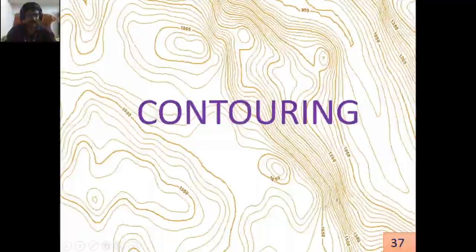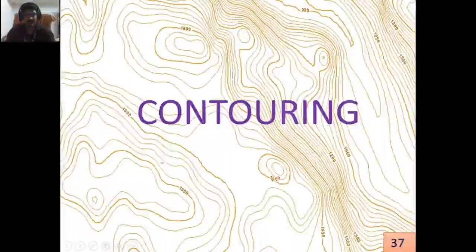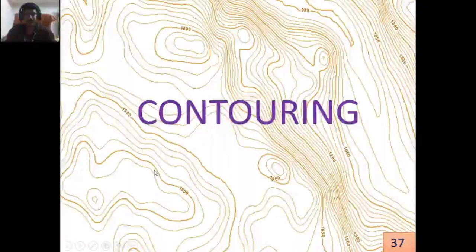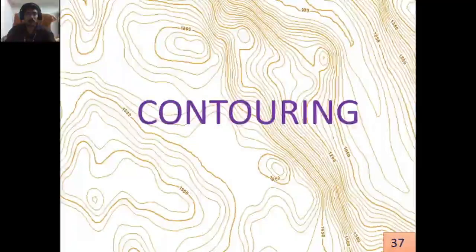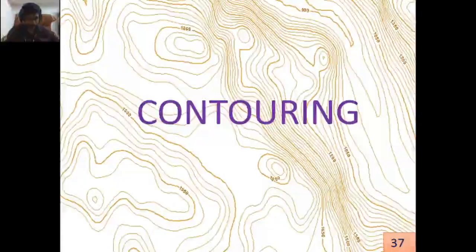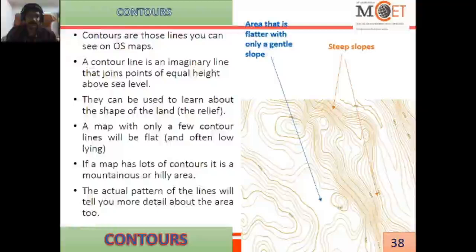Somewhere else the lines are very close. Somewhere there is free space. Somewhere it is equally split. Right. So these things, how it was made, how it was drawn, and what it represents, that we should know, right?